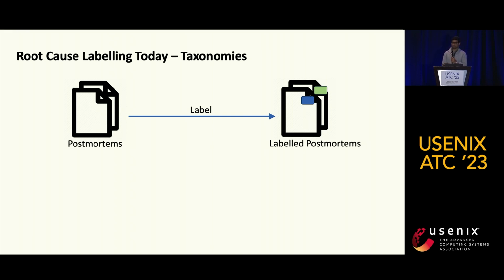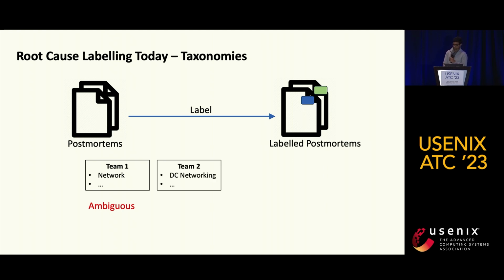Engineers need a taxonomy which defines a valid set of labels which can be used for labeling a report. It turns out that this manual labeling process is ambiguous because different teams in the cloud use different taxonomies. For example, Team 1's taxonomy uses the word network for network-related incidents. Team 2's taxonomy defines the label DC networking to indicate the same. And in Team N, there might not even be a relevant label to indicate network-related incidents, indicating that these taxonomies are incomplete as well.